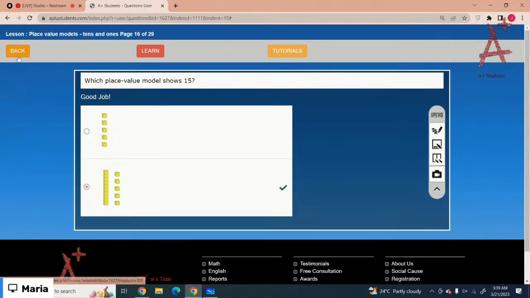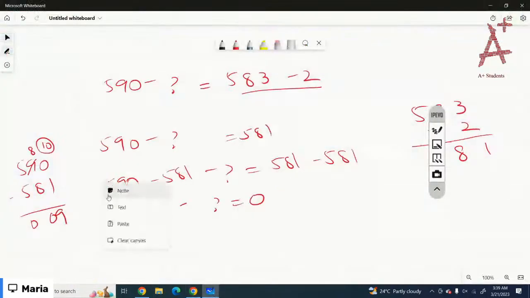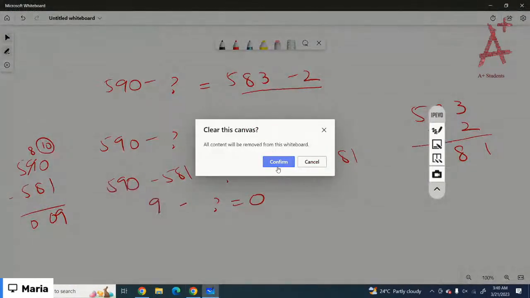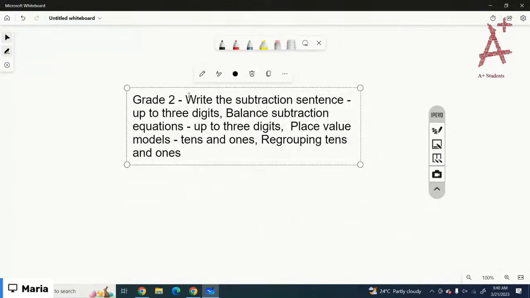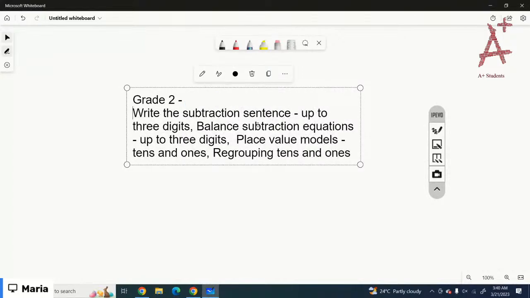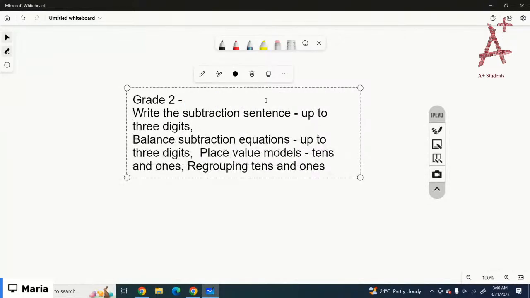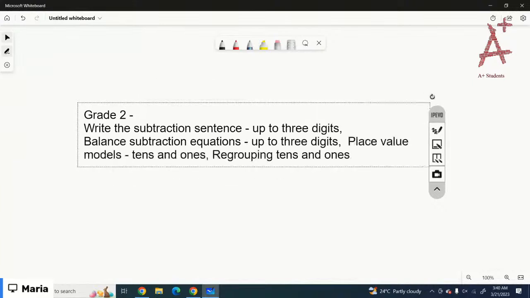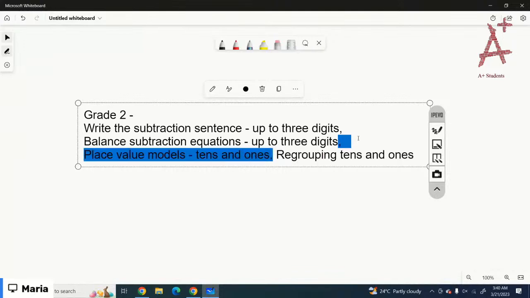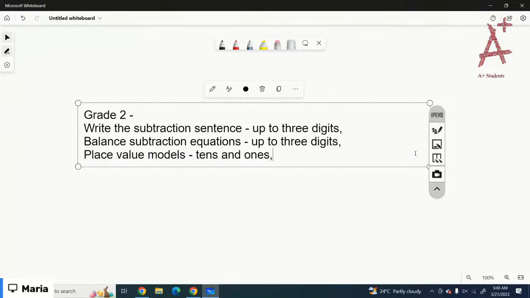Okay, you can complete the test by yourself later today. So we are working on grade 2 maths. The chapter we are working on is three-digit subtraction. The lessons we have covered today are write the subtraction sentences up to 3 digits, then balance subtraction equations up to 3 digits. Then we have started the new chapter, that is place values, and the lessons we have covered from the chapter are place value models, tens and ones. Got it? So these are the lessons we have covered from the chapters subtraction 3 digits and place values.